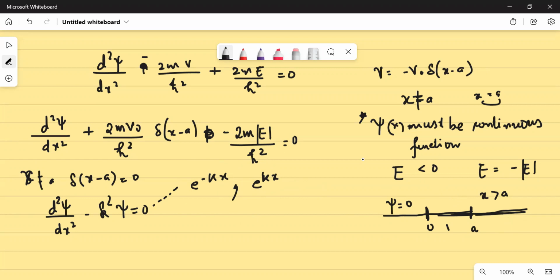Let's see how to go about it. For all x greater than a, I cannot have this term, so here I can only write it as e to the power minus kx. I can only have this term. Between 0 and a, both the terms are allowed, no issues. E to the power minus kx can be there and e to the power kx can also be there.